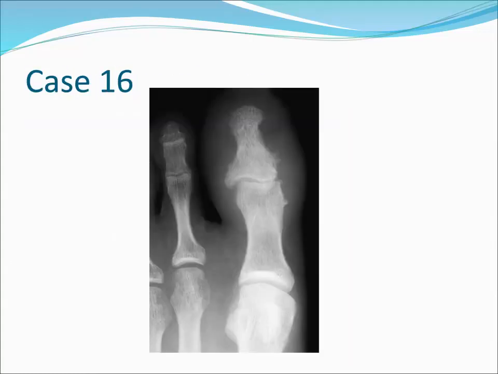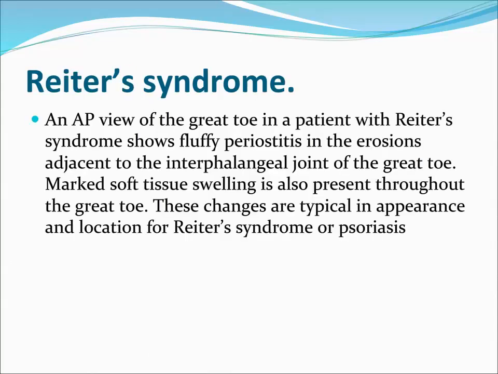An AP view of the great toe in a patient with Reiter's syndrome shows fluffy periostitis in the erosions adjacent to the interphalangeal joint of the great toe. Marked soft tissue swelling is also present throughout the great toe. These changes are typical in appearance and location for Reiter's syndrome or psoriasis.